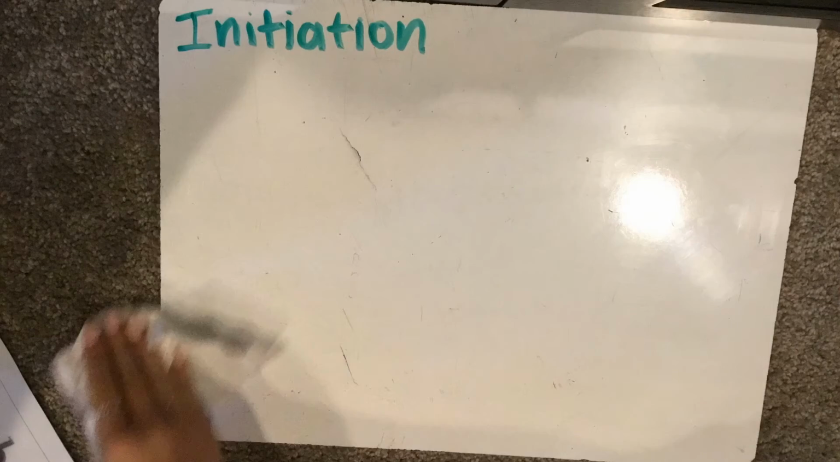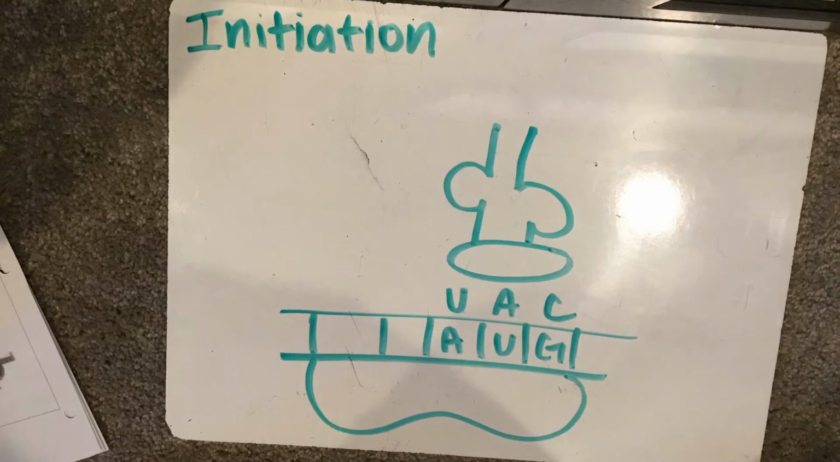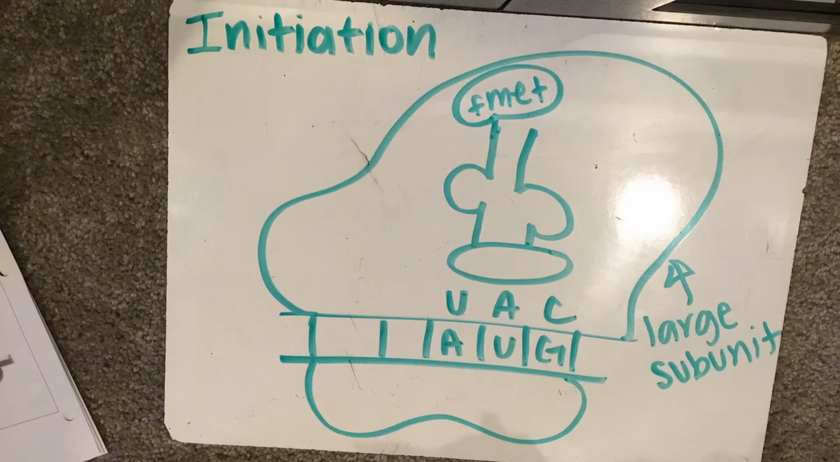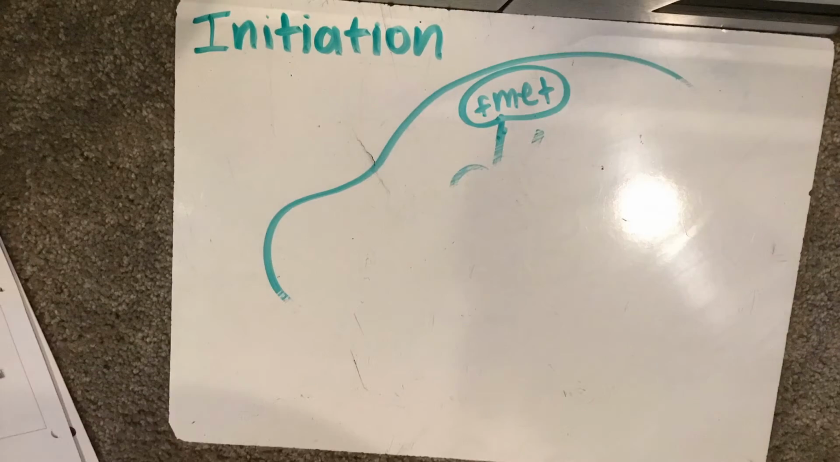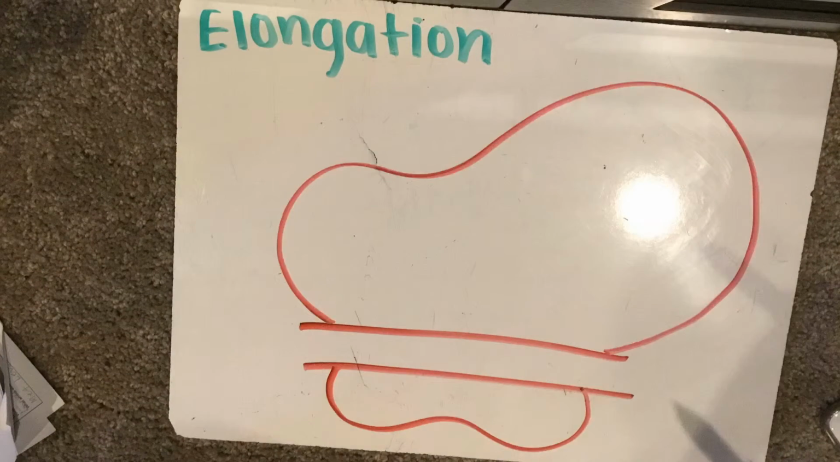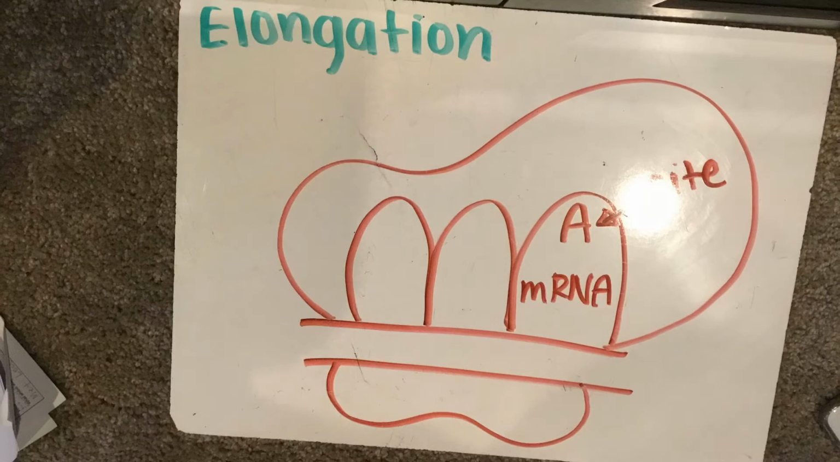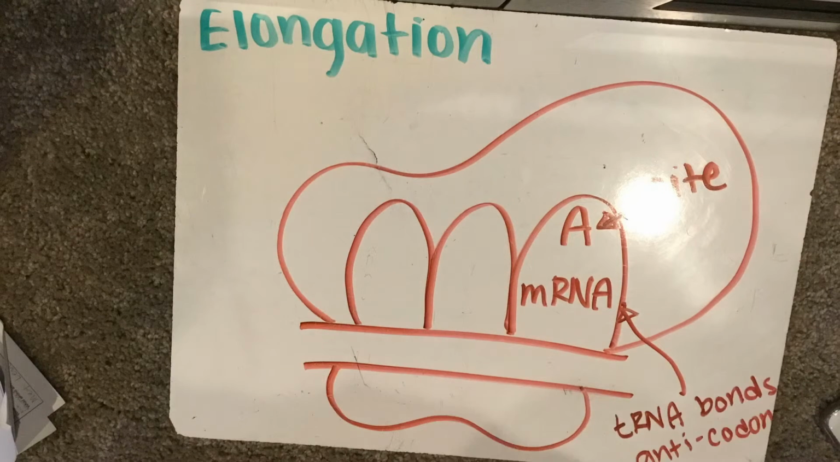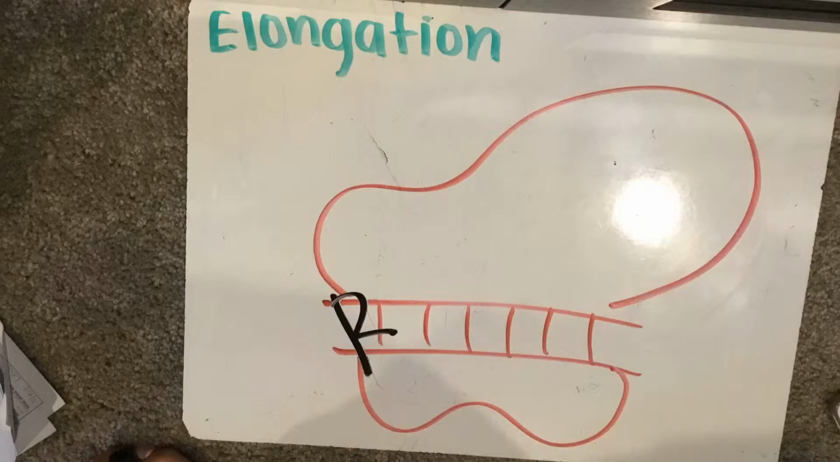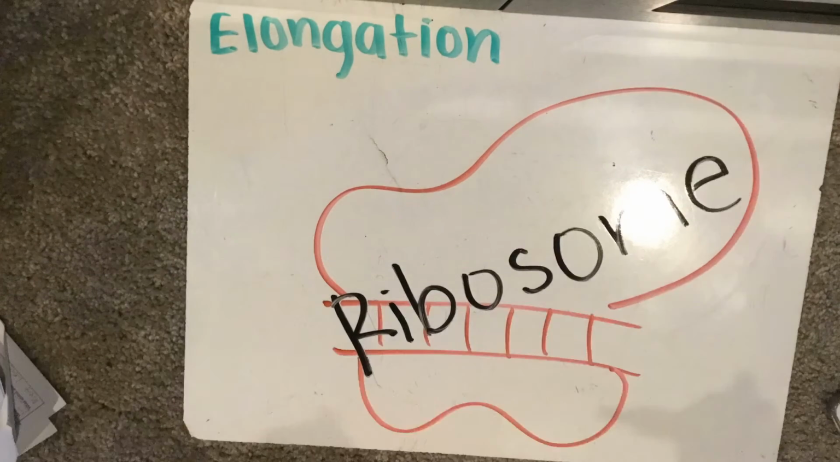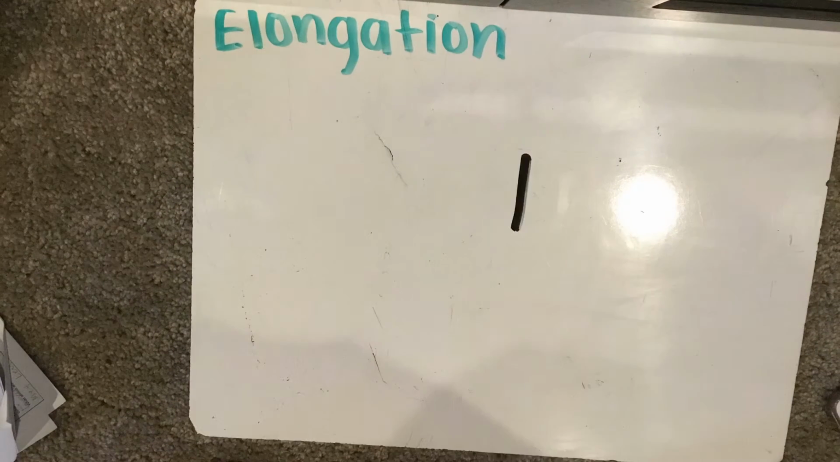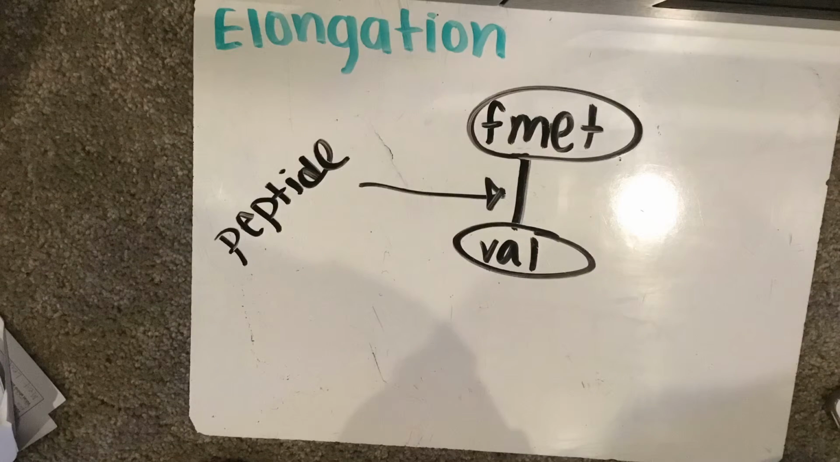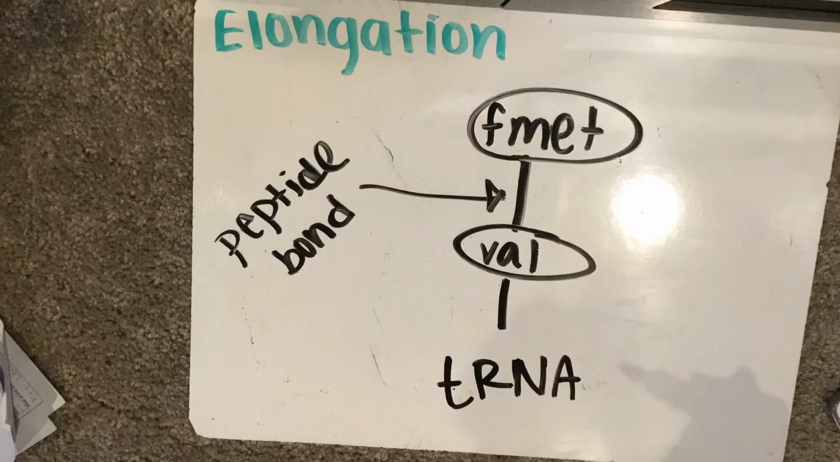The large ribosomal subunit then joins amino acids to form a polypeptide chain. Next step is elongation. The mRNA codon is now in the A site. The tRNA with the complementary anticodon hydrogen bonds to the codon in the A site. Also, the tRNA brings the appropriate amino acid to the ribosome. A peptide bond formation takes place to connect the amino acid in the A site with the amino acid in the P site.